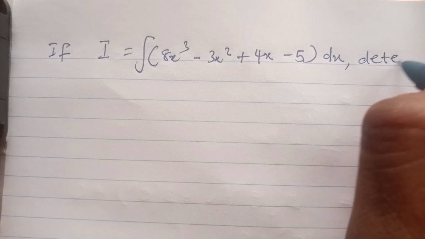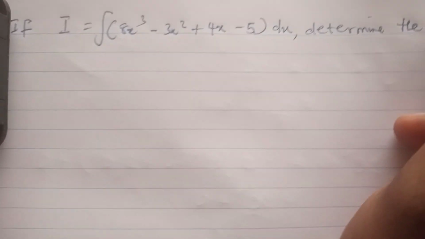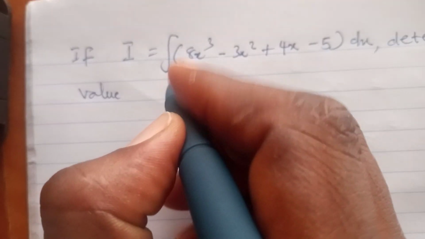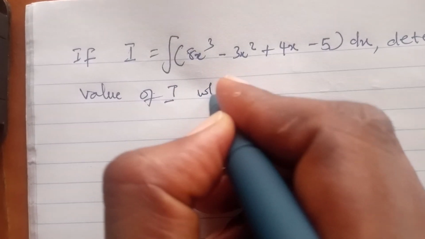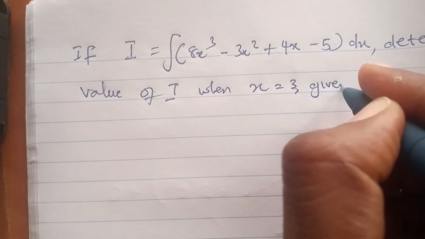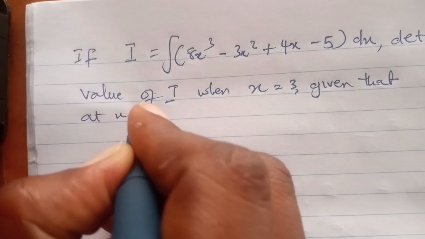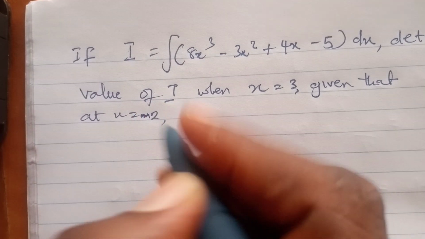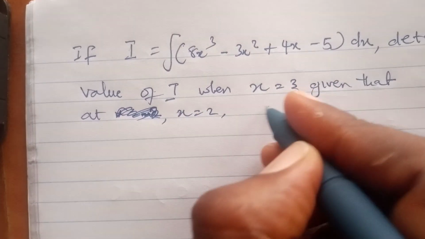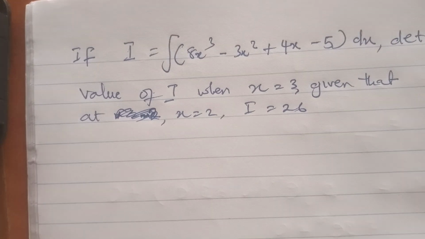Determine the value of I when x equals 3, given that at x equals 2, I equals 26. Now, this is a problem, so let's solve it.